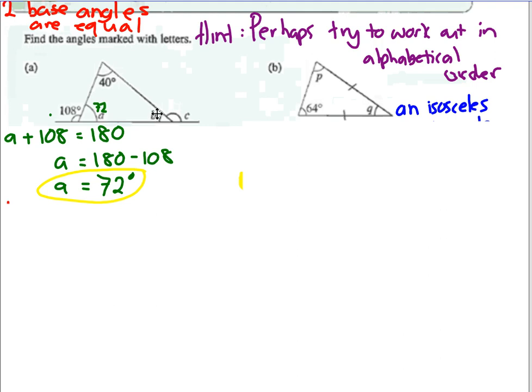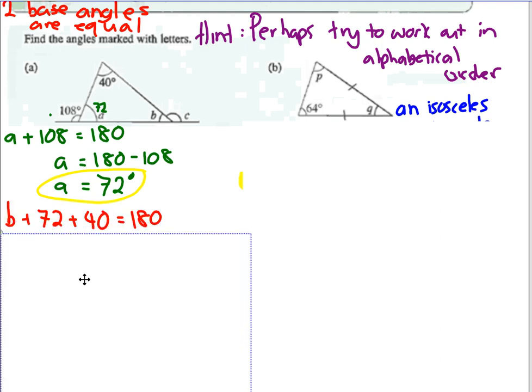So now the next one they suggested working out was B. So what could you use to work out B? Well, we know this angle here, and we know this angle here. And what do we know about angles in a triangle? That's right, they add up to 180 degrees. So we know that B plus this equals 180. So we can make another equation with that. So B plus 72 plus 40 equals 180.